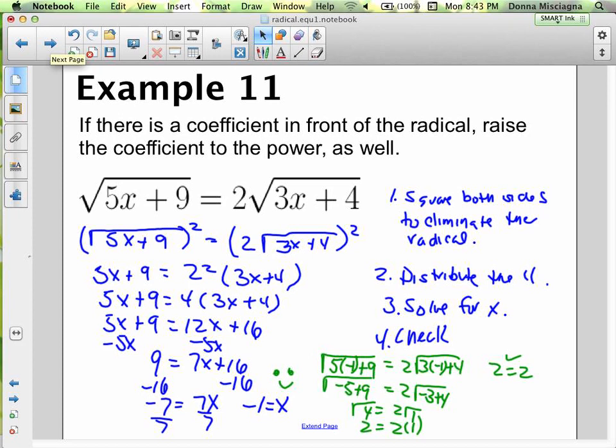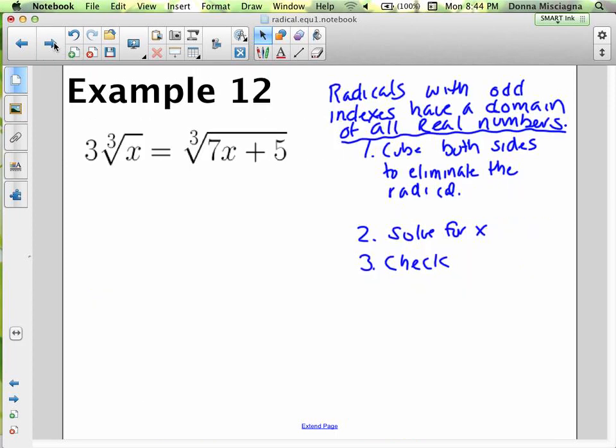All right, let's try another one. And remember to be writing these in your notes, all of the steps. I think I have the other side for you. Radicals with odd indexes have a domain of all real numbers.